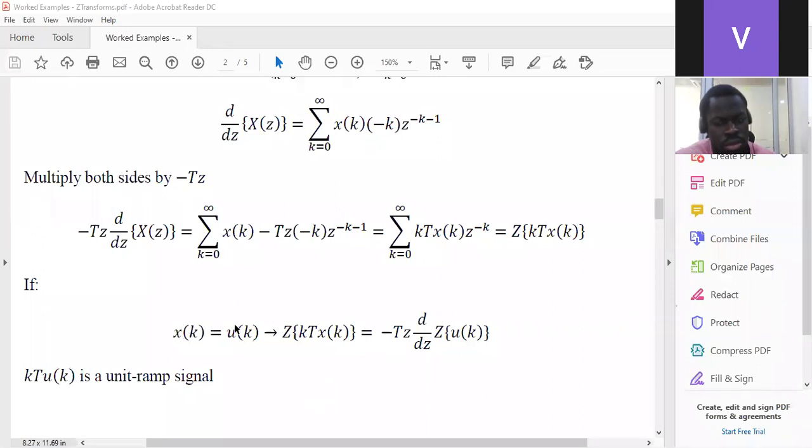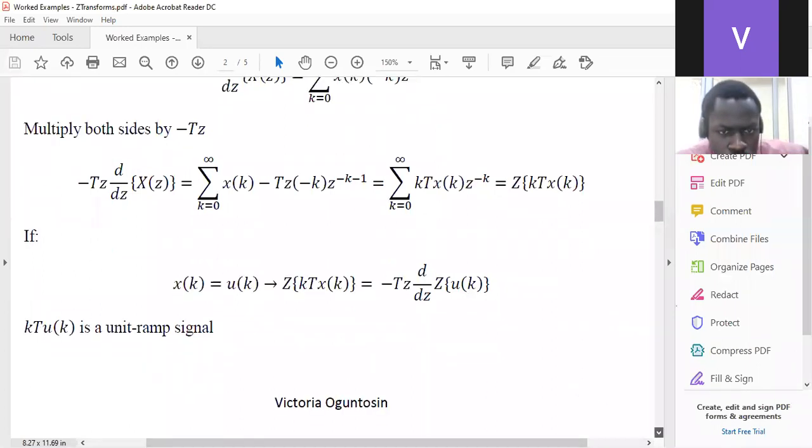So we just said that let the x of k be equal to u of k, which is the unit step. Then from what we got here, when you multiply the derivative of a unit step signal with minus tz, you are going to get the unit ramp. So that's the conclusion. So the conclusion says that the z transform of the unit ramp is equal to minus tz the differentiation of the unit step.